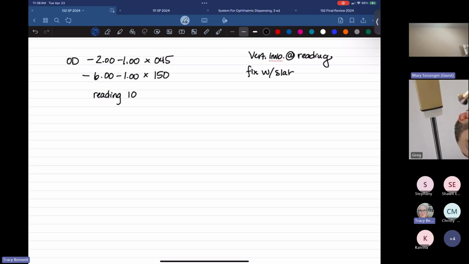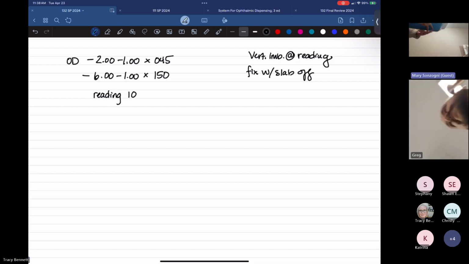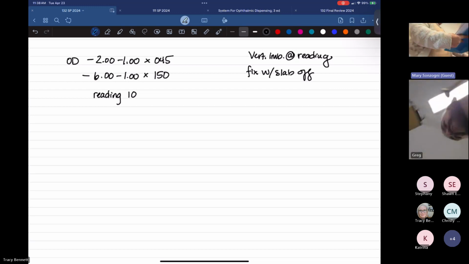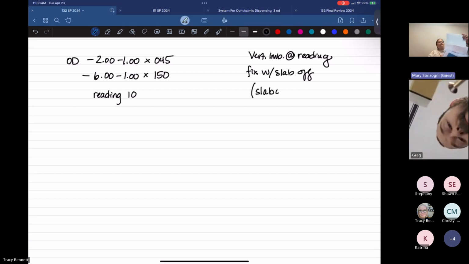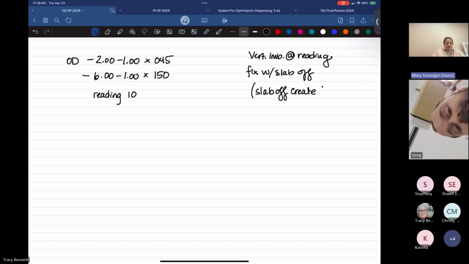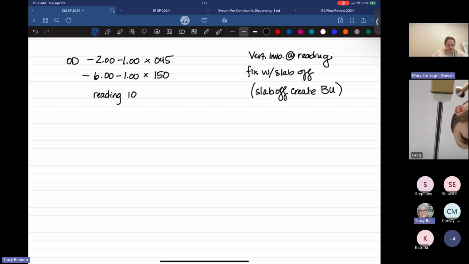Fix with slab off. What kind of prism does slab off create in the near? Slab off creates base up, right? So we're going to need that in a little bit. But let's figure out what the vertical imbalance is in the reading. So we're doing vertical imbalance.